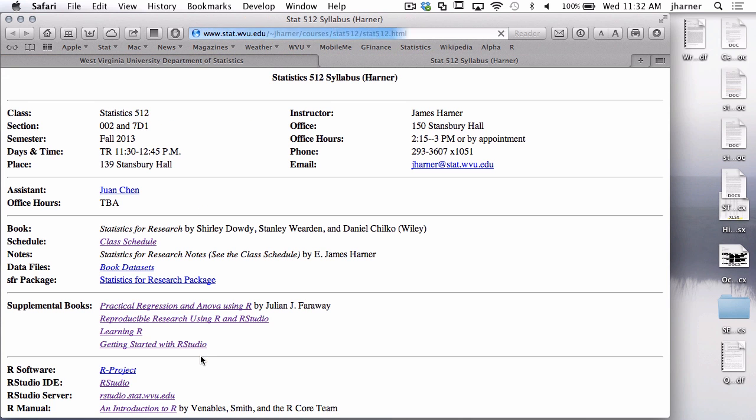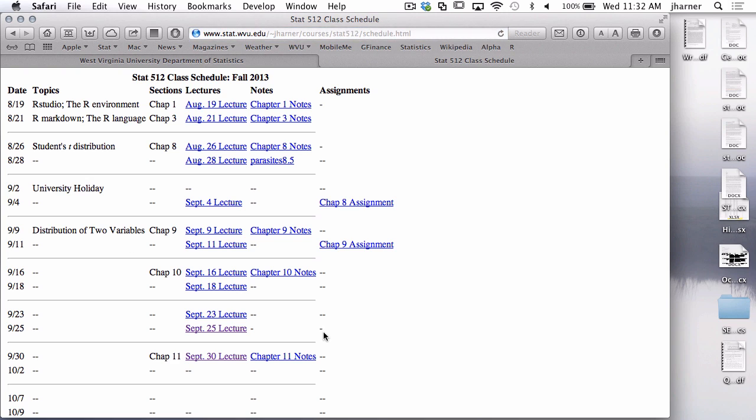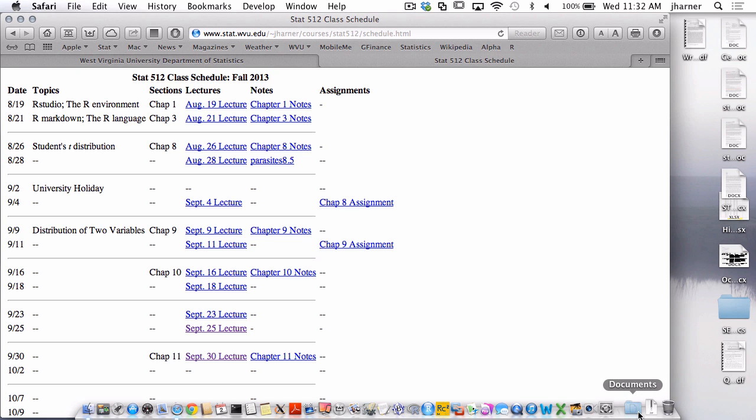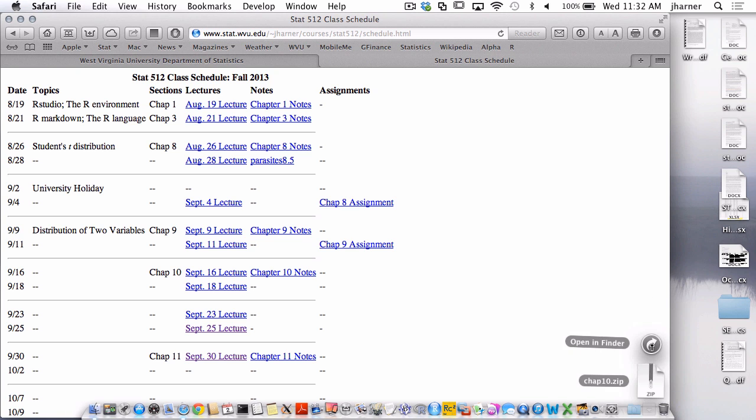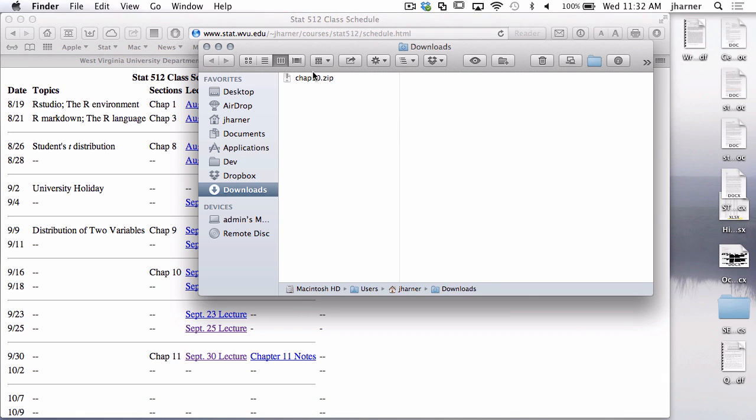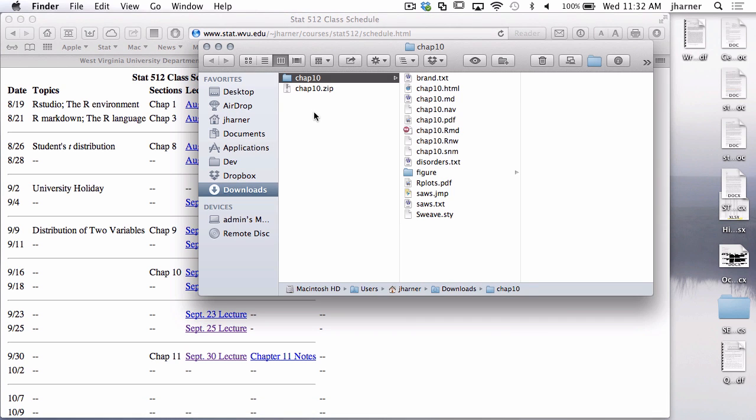Now, straight off, you should download some files that I've added to the Chapter 10 and the Chapter 11 notes. If you download Chapter 10, it's now a zip file and probably goes to the Downloads folder. So you can double click on it. And I've actually put a lot more material in that.